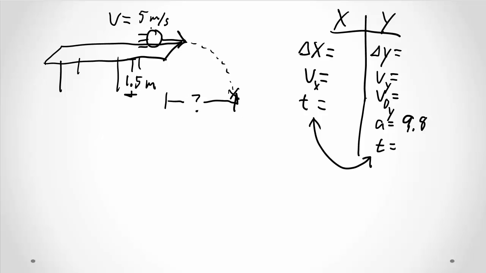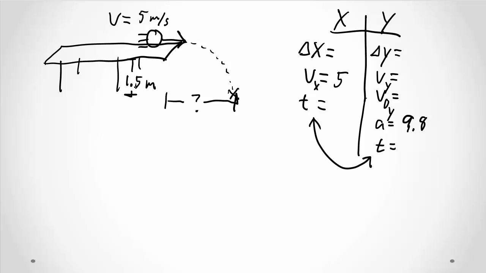Alright, so we have this 5 meters per second, and that is the velocity as it's moving along the table. It's not a projectile when it's on the table. It becomes a projectile the instant it leaves the edge of the table. But what do we know about the horizontal velocity? Well, it's constant, so the velocity on the table is equal to the velocity while it's a projectile. So we know that that 5 goes over here in the horizontal velocity.